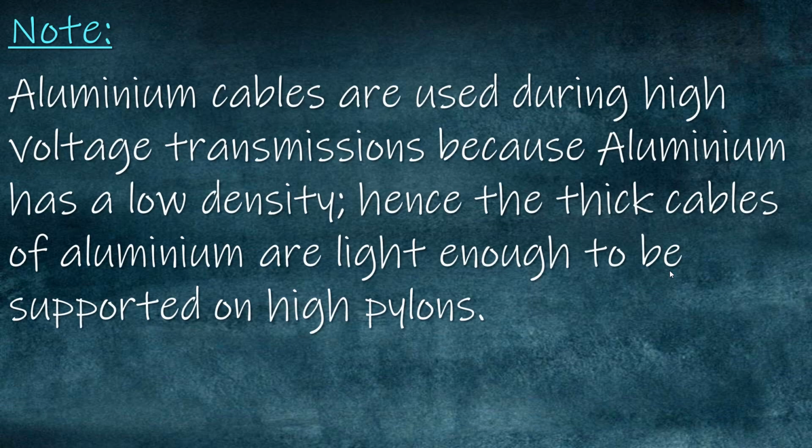Note: aluminium cables are used during high voltage transmissions because aluminium has a low density. So if you look at those cables, they are always made up of aluminium. For transmission, they are thick, but they are made up of aluminium. Why? Aluminium has a low density. Hence, the thick cables of aluminium are light enough to be supported on high pylons. Those pylons.